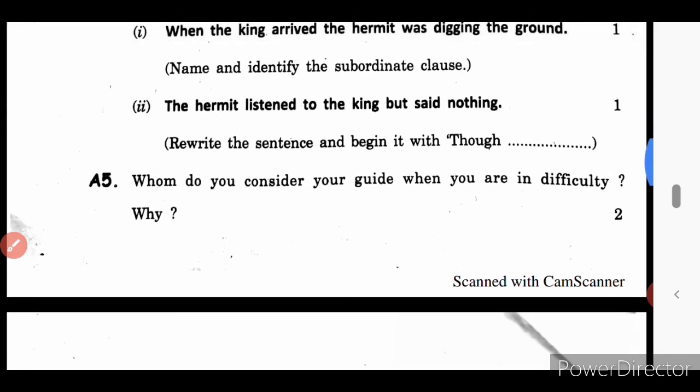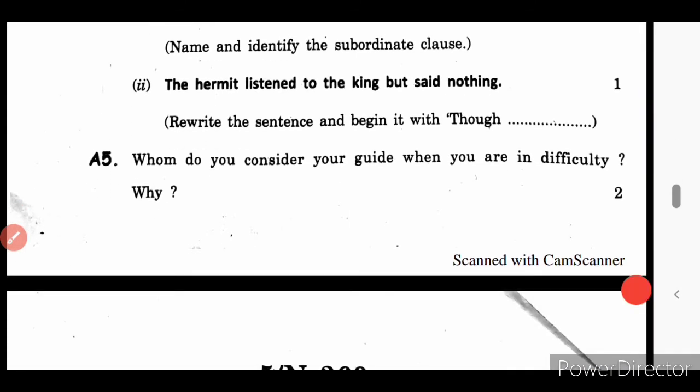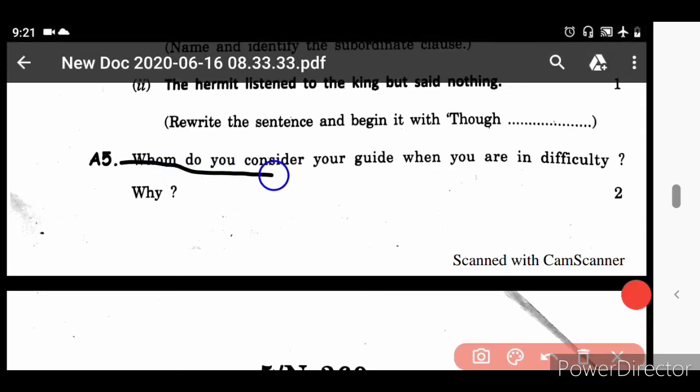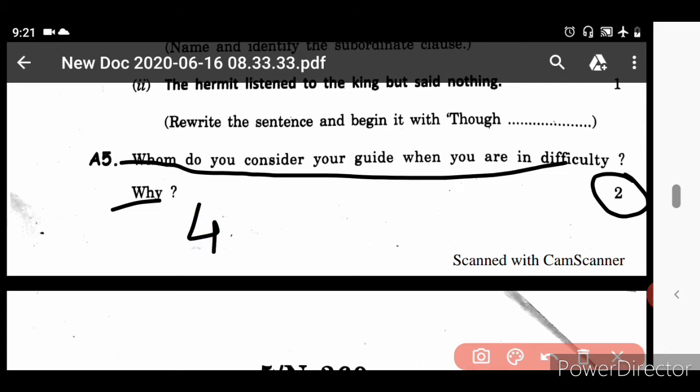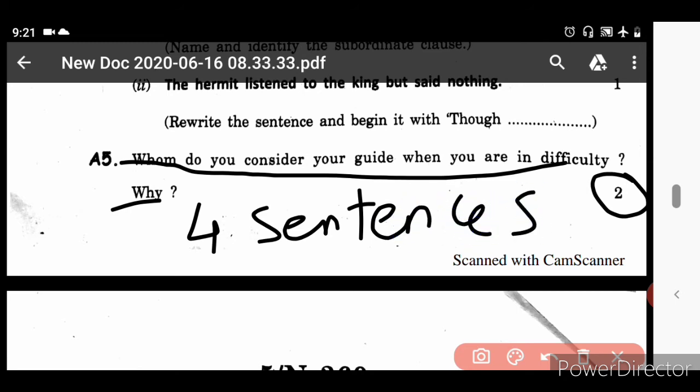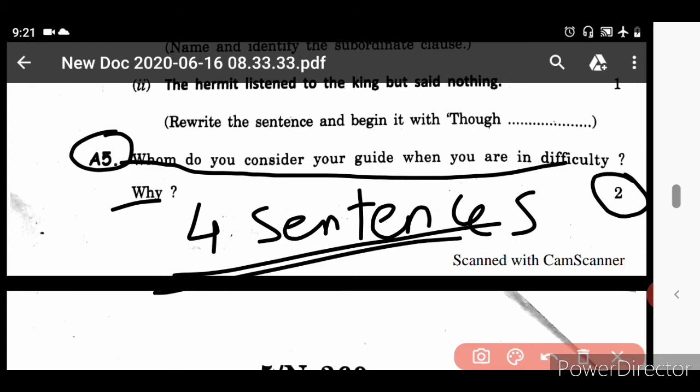Next question, whom do you consider your guide when you are in difficulty? Why? This is a personal response question, and this question is for 2 marks. You have to write the answer in a minimum of 4 sentences, and you cannot find the answer to this personal response question in the passage. You have to write your own answer.